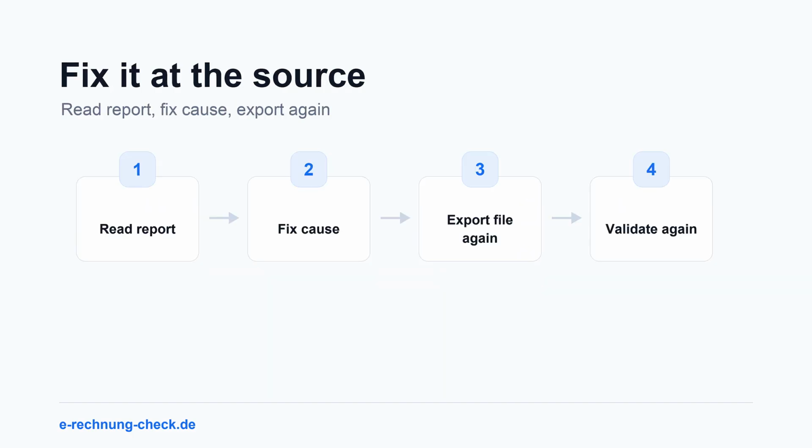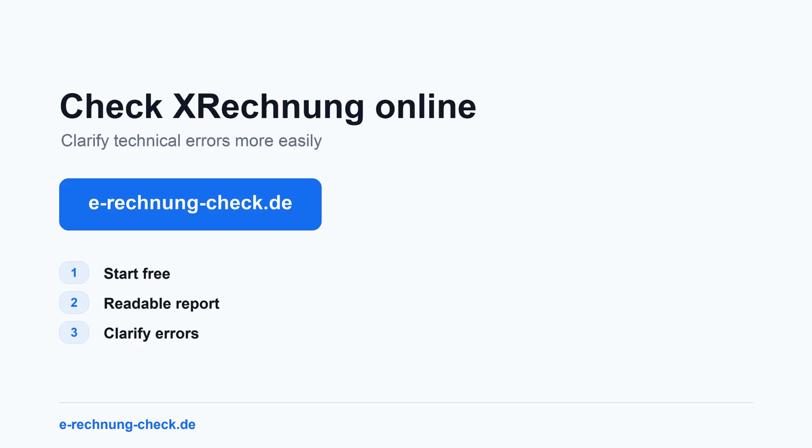If the invoice contains errors, the cause should usually be fixed in the ERP or accounting system. Manually editing the XML file is rarely the best approach because it can create new errors and makes the process harder to trace. After correction, the newly exported file should be validated again. Only when no blocking errors remain is the invoice technically better prepared for sending, booking, or clarification.